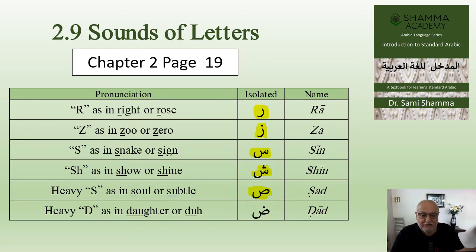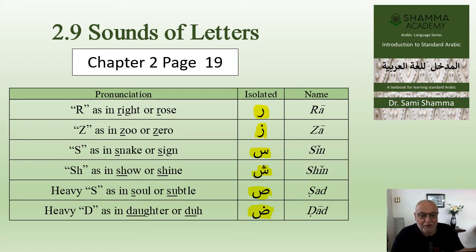The last letter in this group is a letter that only exists in the Arabic language and no other. As a matter of fact, when they speak about the Arabic language, they call it the language of the letter da. So how do we make the letter da?